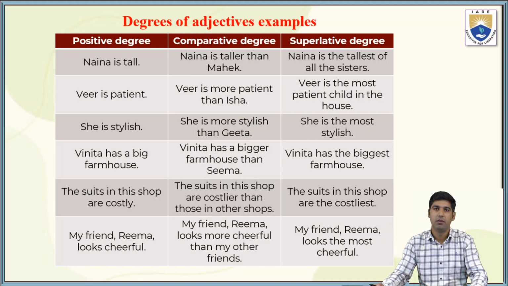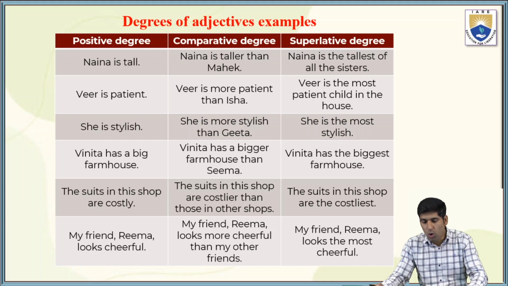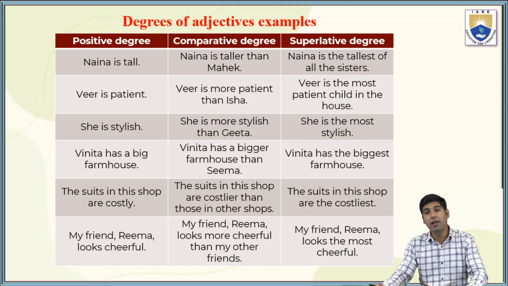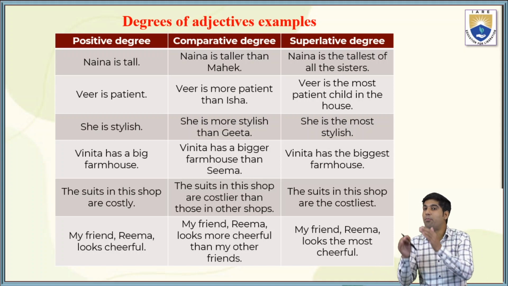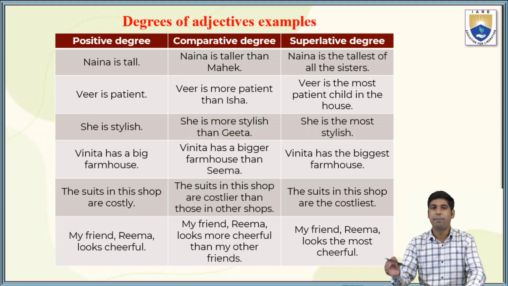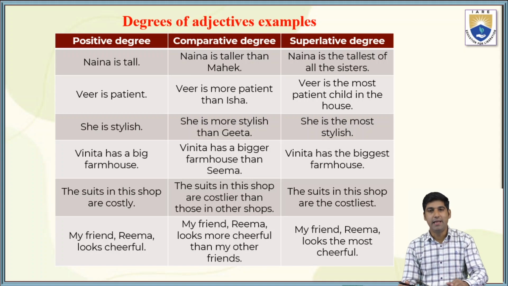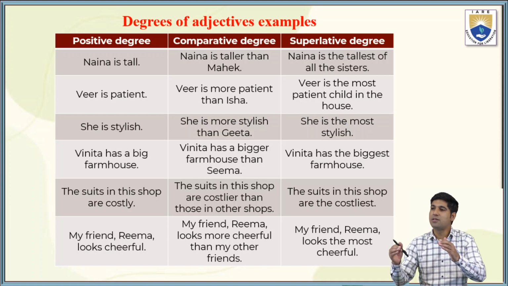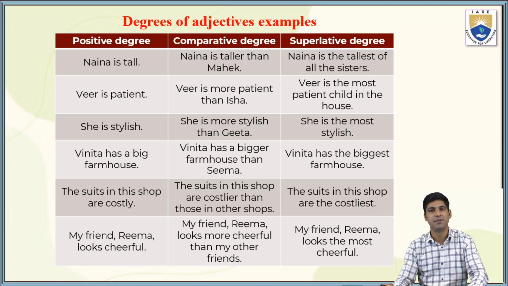Comparison of two people. Then, Veer is the most patient child in the house. Now again we come to know Veer is patient, but now he is the most patient in the house. And in a house there are obviously more than two people living. So it is a comparison between more than two people. She is stylish. She is more stylish than Gita. And she is the most stylish. When we say she is the most stylish, it means most among all.